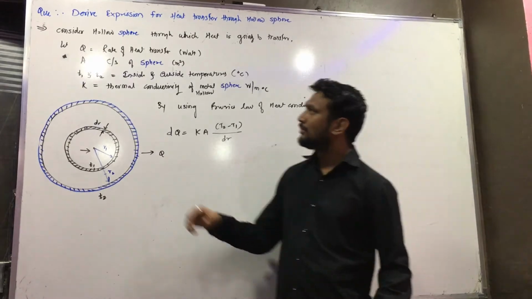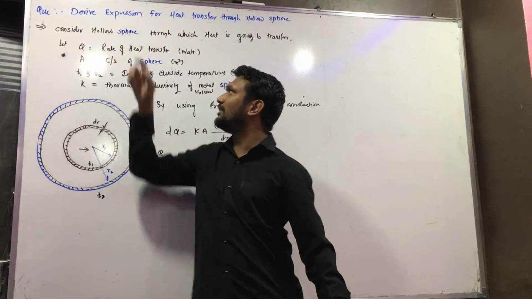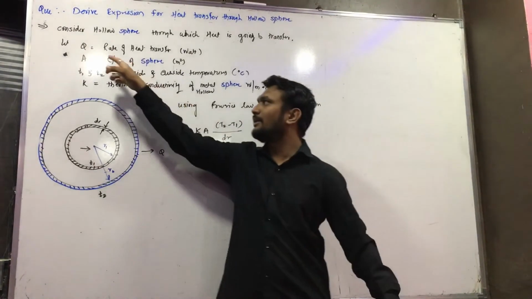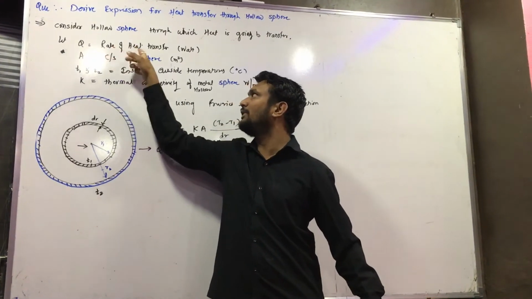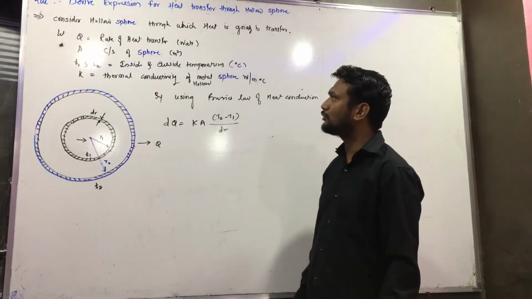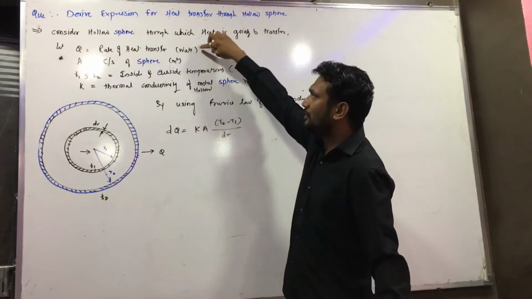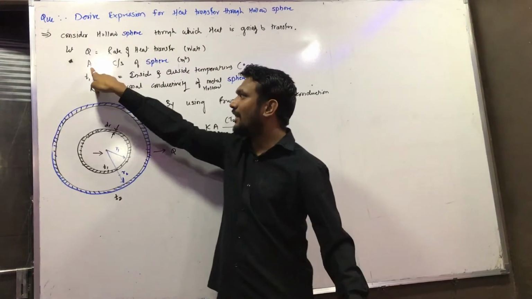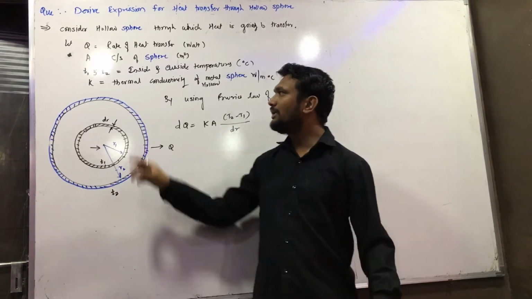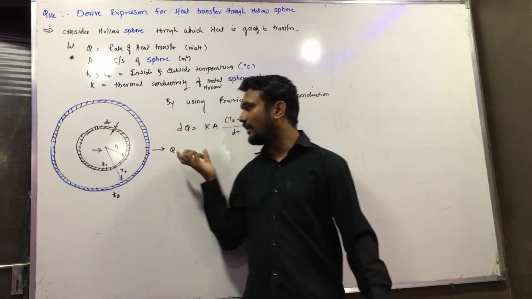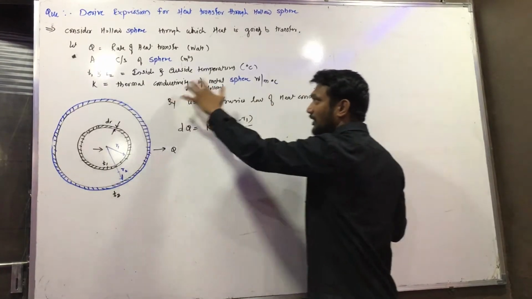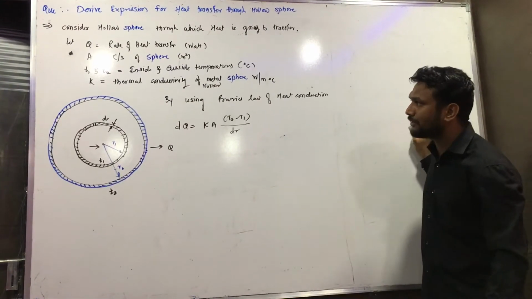For that derivation we must consider a hollow sphere through which heat is going to transfer. Let us consider Q as the rate of heat transfer. It is not a quantity of heat transfer, it is a rate of heat transfer, so joule per second we convert into watt. The area is the cross-section area of the sphere, in meter square. T1 and T2 are the inside and outside temperatures of the sphere surfaces. K is the thermal conductivity of the metal hollow sphere.